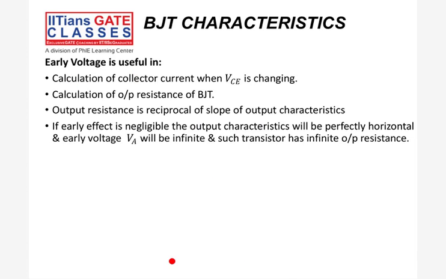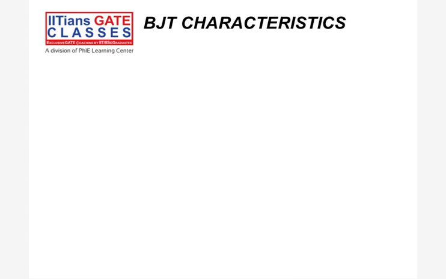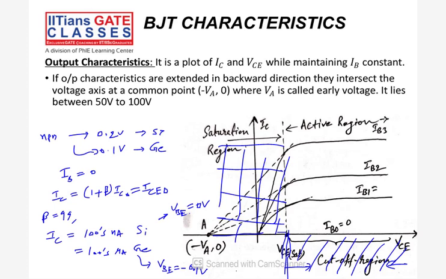Early voltage. If output characteristics are extended in the backward direction, here I have shown some values. These are extended in the backward direction. They intersect the voltage axis at a common point, that is minus VA, comma 0. At this point they are intersecting, where VA is called the early voltage. It lies between 50 to 100 volts almost. Its value will be lying in this range.